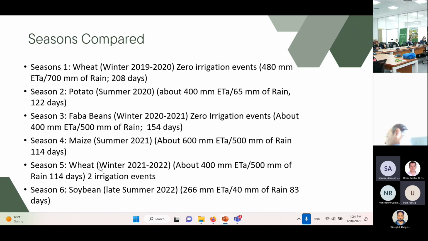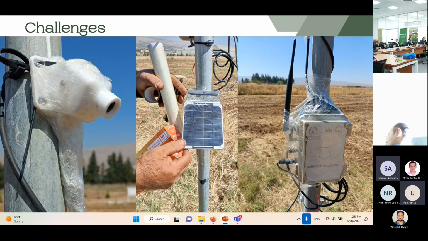And we had wheat in the winter season with about 400 millimeter of actual evapotranspiration and 500 millimeter of rain. And then the soybean, the last season, with 266 millimeter of actual evapotranspiration and about 40 millimeter of rain over 83 days.